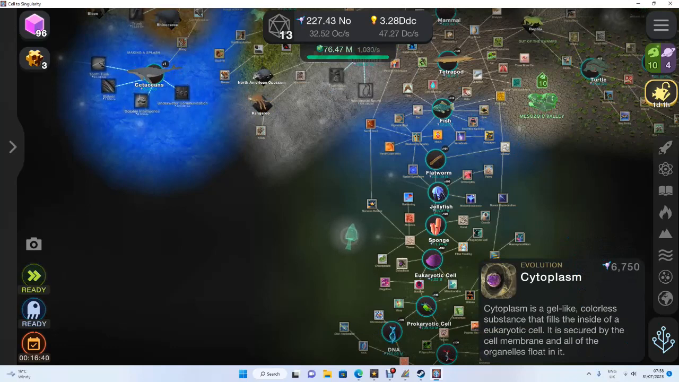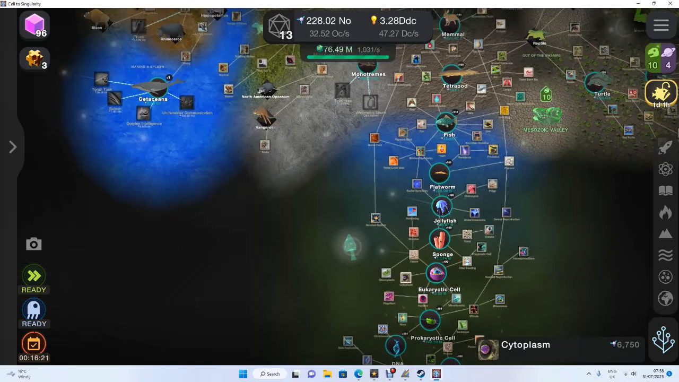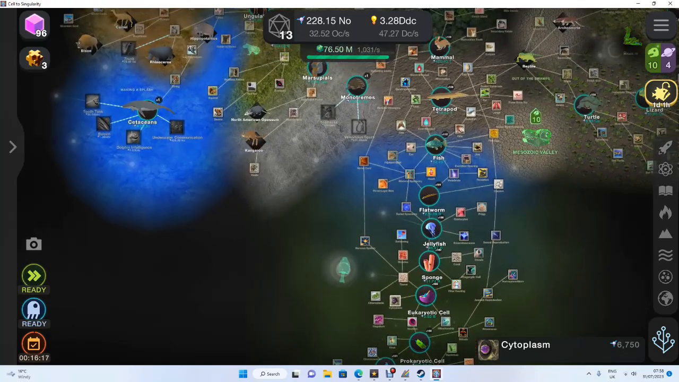Cytoplasm is a gel-like, colorless substance. I can see color right there. It's purple. That fills the inside of a eukaryotic cell. It is secured by the cell membrane and all of the organelles float in it. Oh, are those the organelles? Oh. Never mind then.